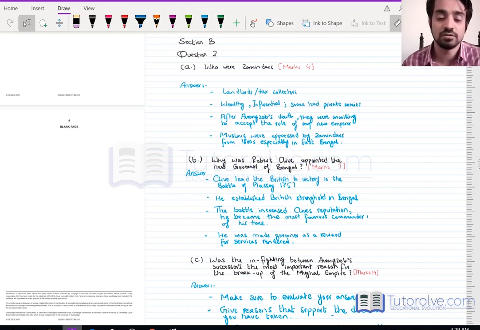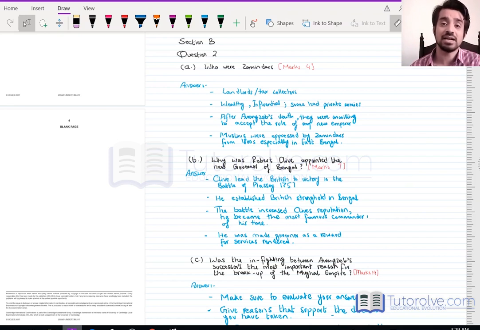Why was Robert Clive, now this is section B, why was Robert Clive appointed the next new governor of Bengal? Now this is for 7 marks. Clive led the British to victory in the Battle of Plassey in 1757. Now Clive fought the Nawab of Bengal and defeated him thanks to the help of Mir Jafar, with whom he established connections and therefore won the war.